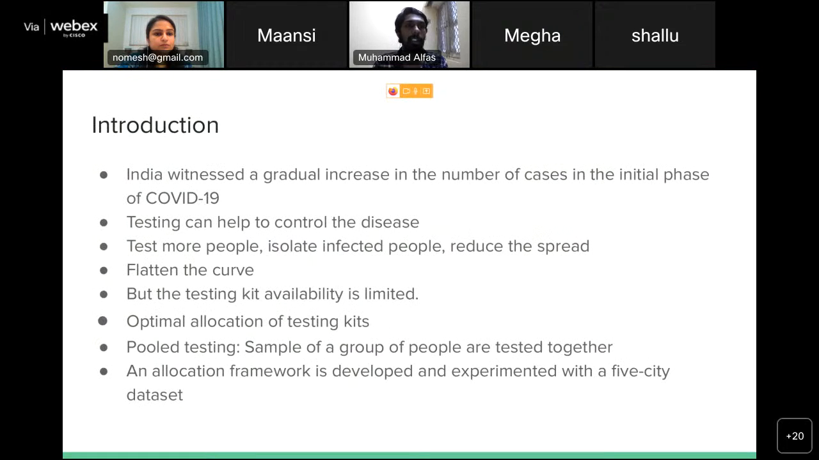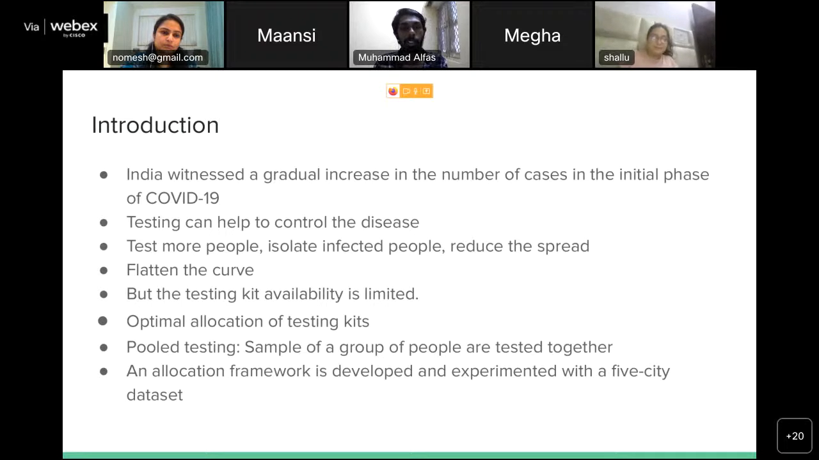Coming to the topic, India witnessed a gradual, slower increase in the initial phase of the first wave of COVID-19. In this phase, the obvious solution to reduce the number of cases was to test more, as we didn't have any particular treatment protocol or idea of how to control the disease. The only preferred method was testing, as WHO said, test and test and test as much as possible. If we test more people, we can isolate more infected people and reduce the spread. The idea was to flatten the curve.